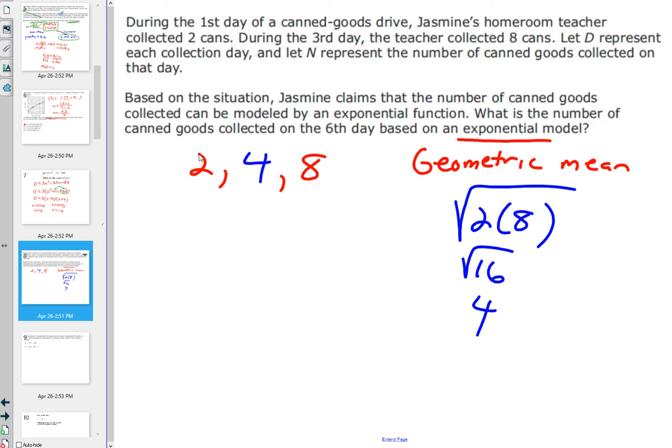So this is going to be day 1, day 2, day 3. So let's go day 4, day 5, and then one is day 6. What's the common ratio here? What are we multiplying by? Yeah, we're multiplying by 2, so then it would be 16, 32, and then finally on the 6th day, it would be 64.